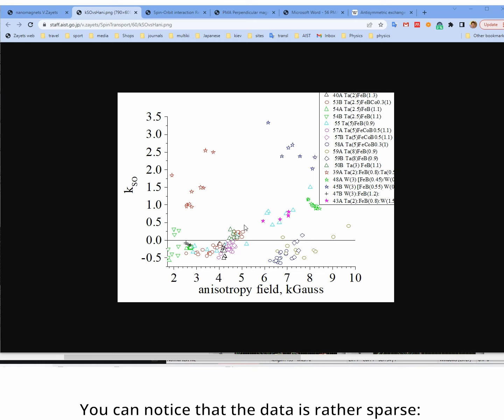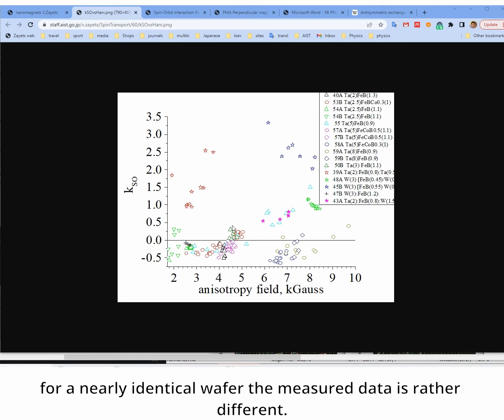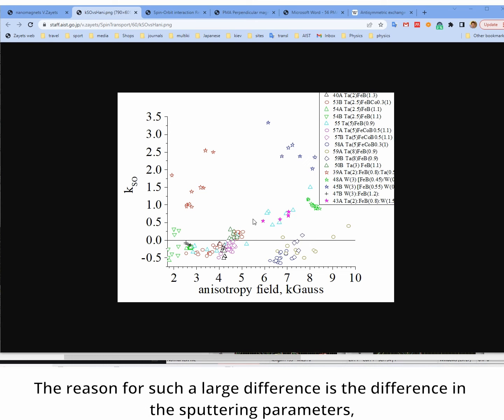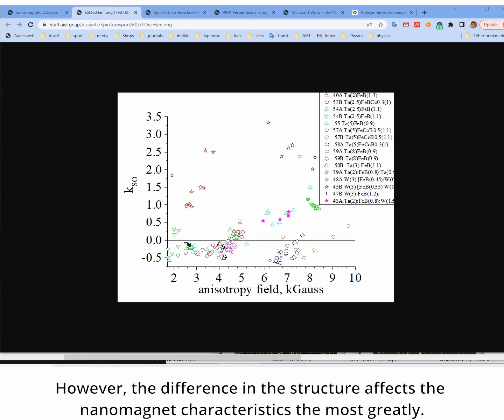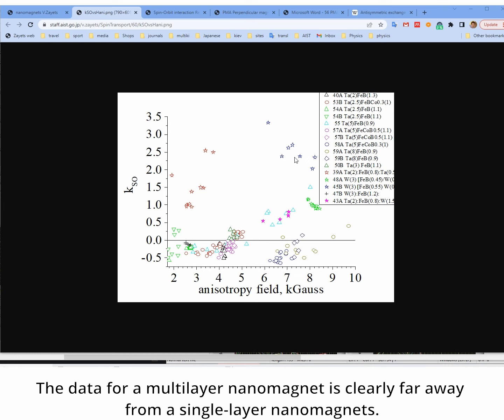You can notice that the data is rather sparse. For a nearly identical wafer, the measured data is rather different. The reason for such a large difference is the difference in the sputtering parameters, the annealing temperature, and the fabrication technology. However, the difference in structure affects the nanomagnet characteristics the most greatly. The data for multilayer nanomagnet stars is clearly far away from single layer nanomagnets or other shapes.